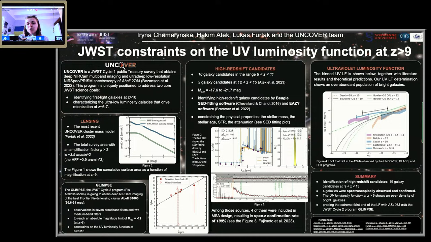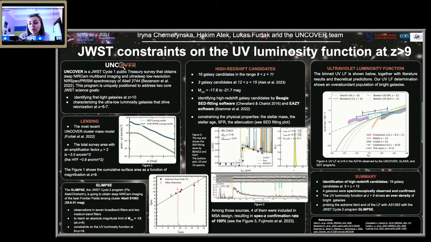So once we have our high redshift catalog and lensing, we can move to the luminosity function, which is figure four. Our luminosity function is presented here in a solid blue line. The other lines and plots are observational and theoretical models that we have. You can see that from our results, we have an overdensity on the bright end of the luminosity function. And we still need more observational results to explore the faint end of the luminosity function.